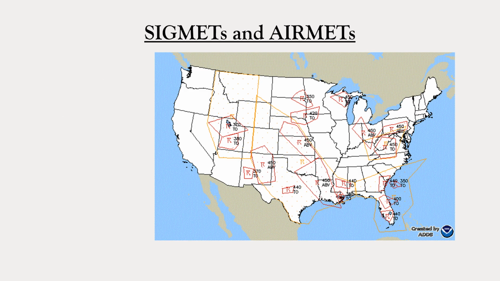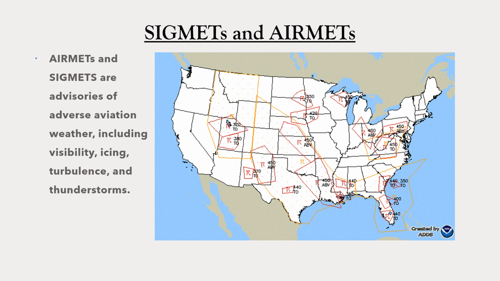There's also a chart for SIGMETs and AIRMETs, which are advisories that are issued for adverse aviation weather, things like poor visibility, icing, turbulence, or thunderstorms. You can get a graph that shows any areas that are covered by a SIGMET or an AIRMET, and if there is one covering an area that you're planning to fly in, you can click on it and get more information about what type of adverse weather is forecast for that area.